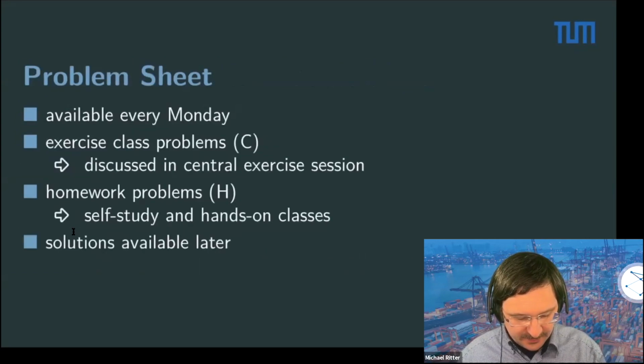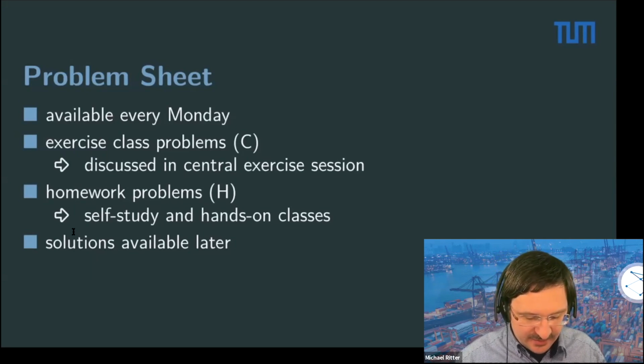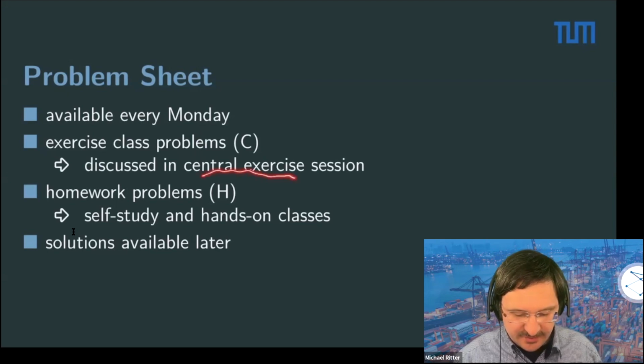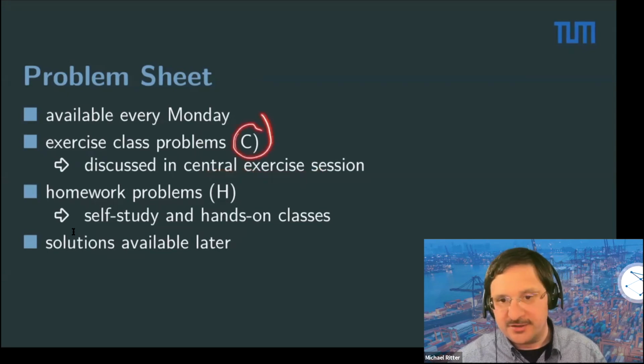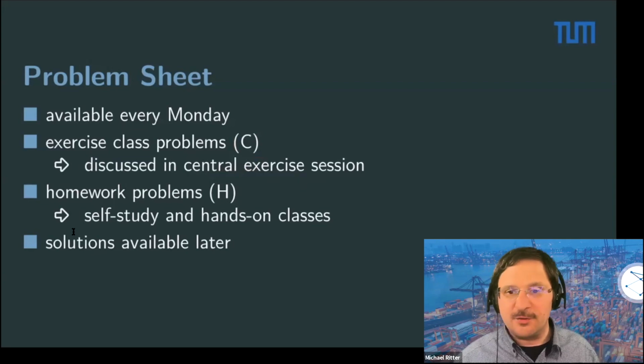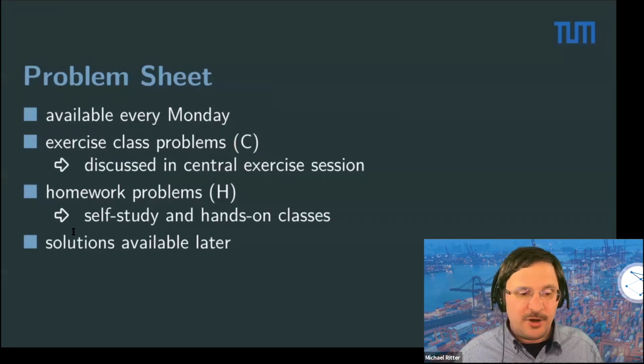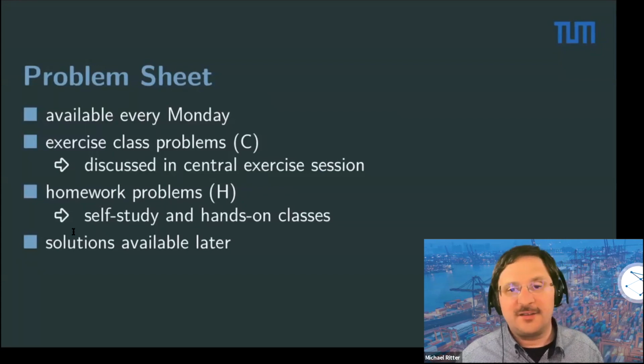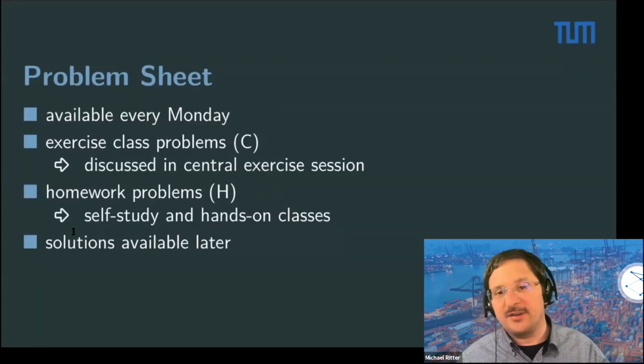Okay, problem sheet. Again, pretty much the same as last semester. The sheet will be available every Monday. There'll again be exercise class problems, which will be discussed in central exercise sessions. Those start with a C, so C11, C12, and so on. We'll not be discussing any today. So the first normal central exercise class will take place next week, and we'll discuss sheet number 1 then.